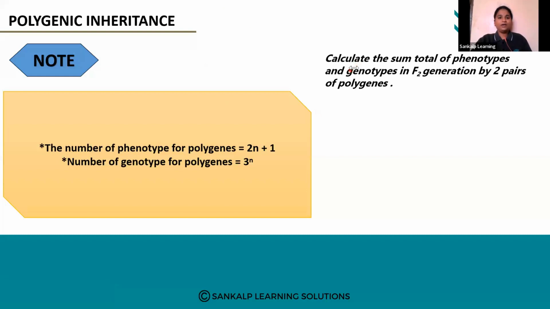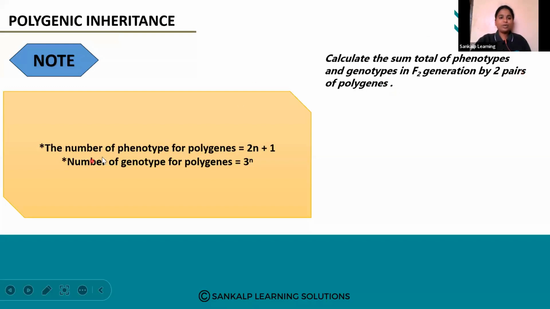Okay, so in polygenic inheritance related to NEET and CET, we will be getting some questions. Like this: calculate the sum total of phenotypes and genotypes in F2 generation by 2 pairs of polygenes. When they ask for the sum total of phenotypes and genotypes, see here, 2 pairs means 4 genes, right?